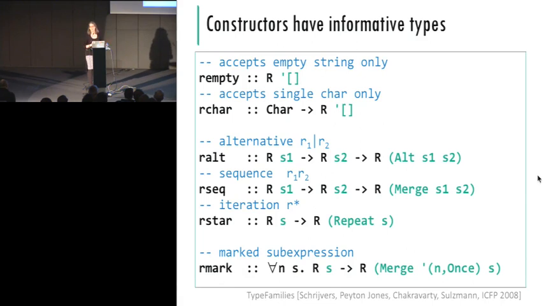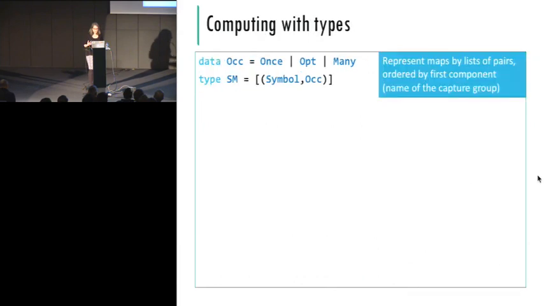So let me tell you a little bit more about what these type level functions do and how they can calculate the answer. So we're storing this capture group information in a symbol map. I'm using this list of pairs just as an association list. We can think about it as a finite map from these type level strings or symbols to the occurrence information. The occurrence information is just a standard data type that I have written that I'm able to use at the type level.